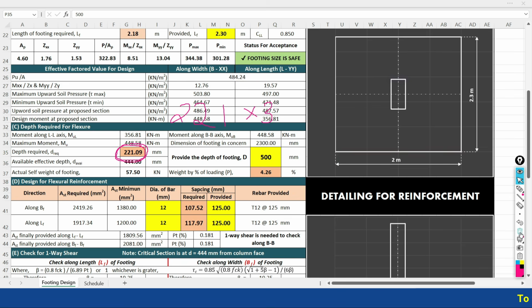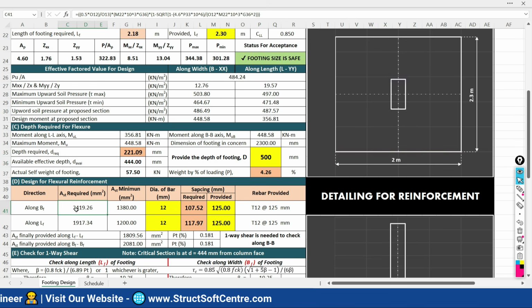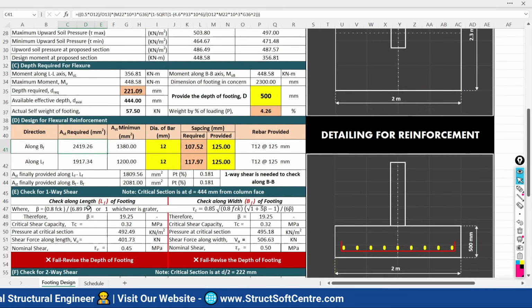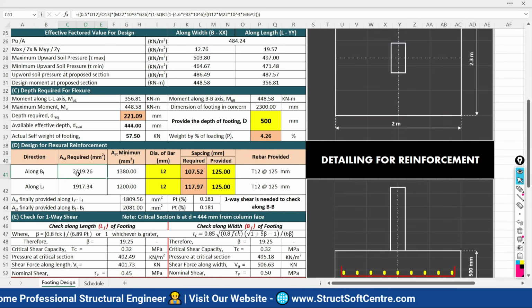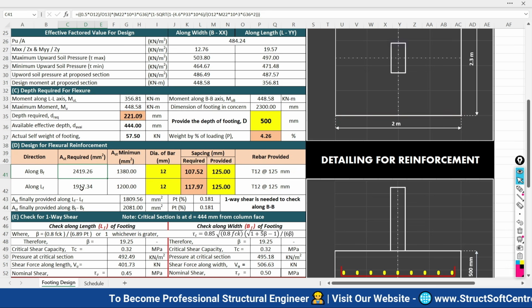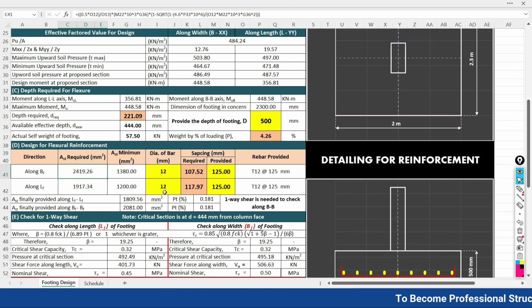Okay, so that's why I'm going to define it as 500. Later on, if there is a need to increase the depth, then I will increase, otherwise I will keep it as 500. Now, the area of the reinforcement required. Here the area of the reinforcement required is 2419 along the width and along the length 1917.34 mm square.